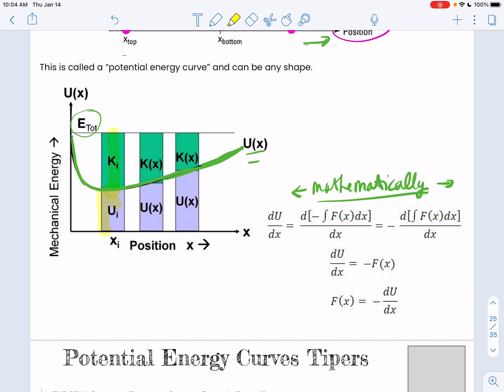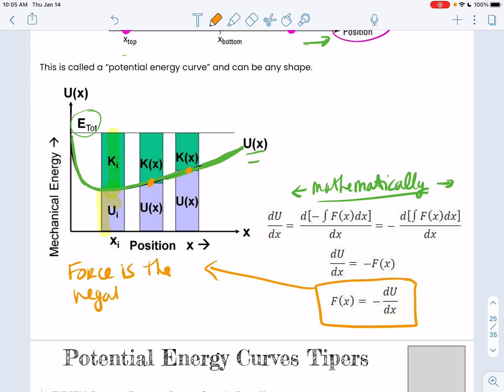So this has some potential energy and it's moving at a certain speed. Then as this potential energy begins to increase, we can see that the kinetic energy is getting smaller, but they still add up to the total. Mathematically, this is the important thing: the force is the negative derivative of the potential energy. Remember, derivative is slope, so the force is the negative slope of the potential energy graph. If that's wicked confusing, just know that that's how it is.